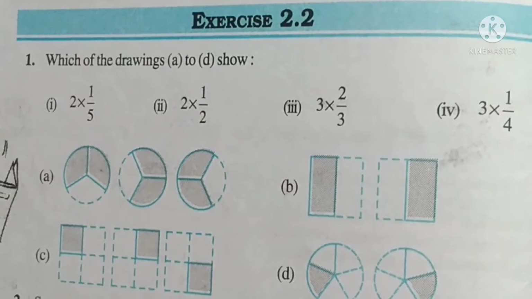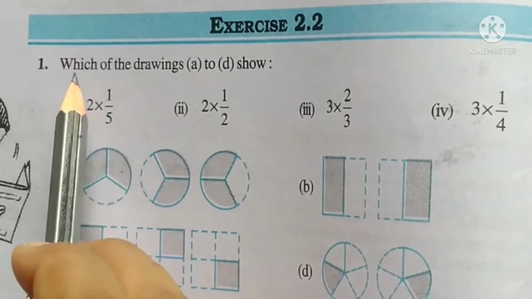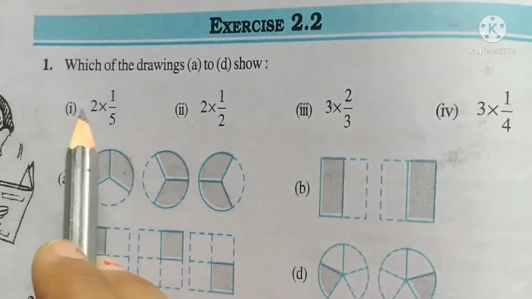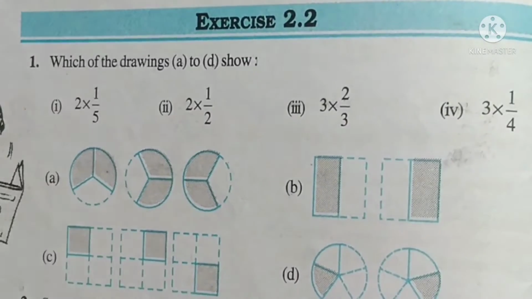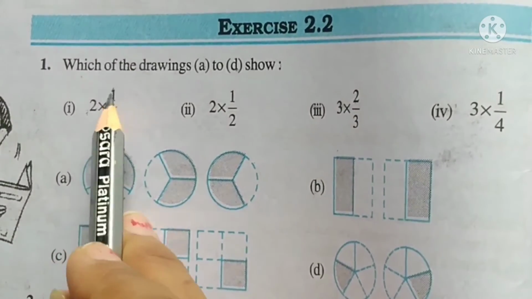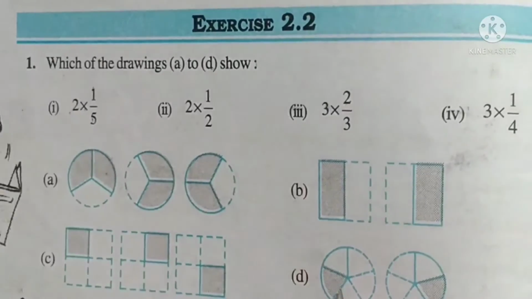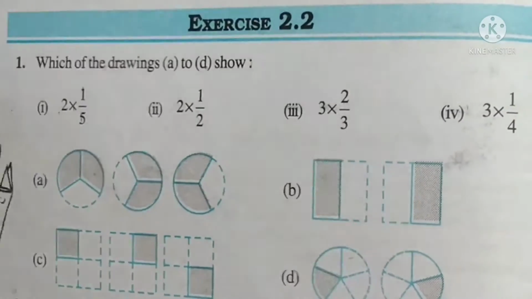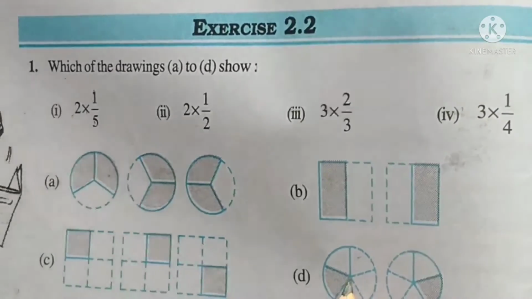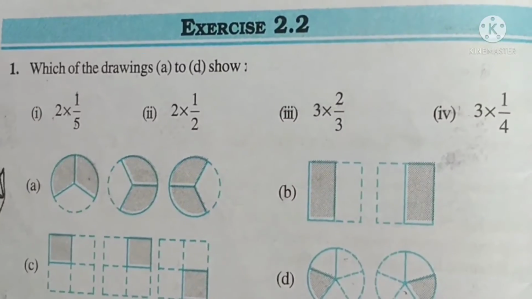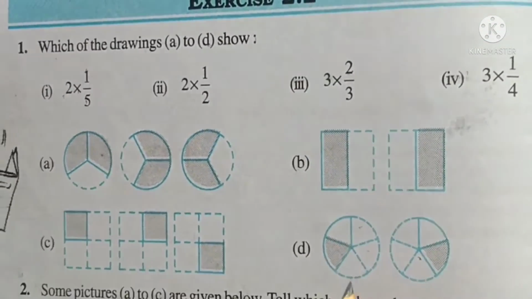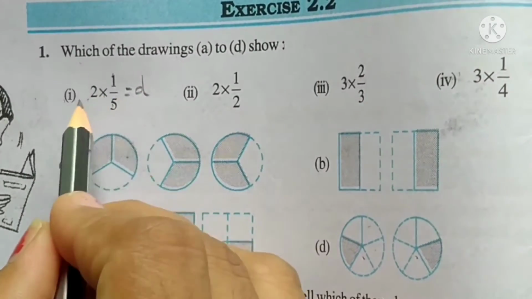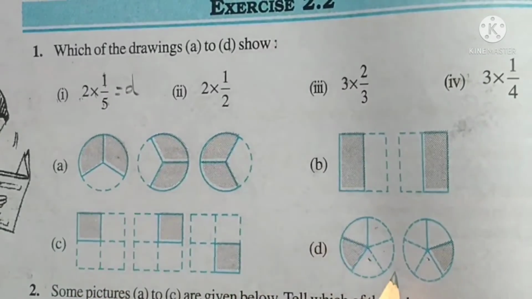Students, we start our exercise 2.2. In question number 1, which of the drawings A to D show? The first one is 2 multiplied by 1/5. Here you see in this picture in one circle there are 5 parts and one part is shaded, and there are 2 circles and each have 5 parts and one part is shaded. So this matches with the first one. So here you write 2 multiplied by 1/5 matches with D.